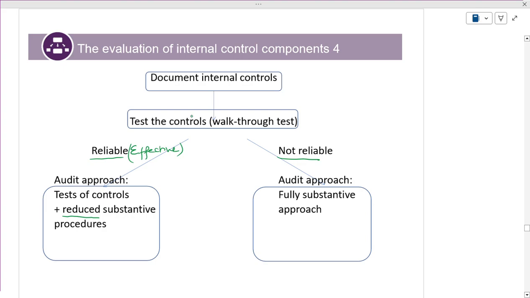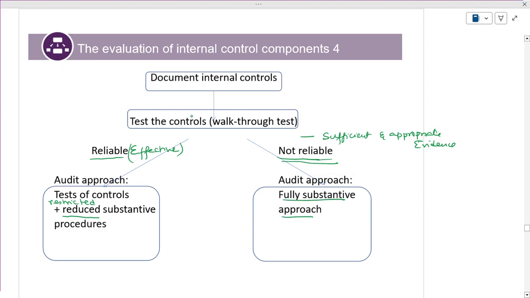We have used the term restricted, don't get confused. In the way we have done, we have restricted the substantive procedure. If the test of controls, the walkthrough test, is not reliable, it means we are not convinced about it, we are not getting sufficient and appropriate evidence. If we are not getting sufficient and appropriate evidence, then we will do a full substantive approach.